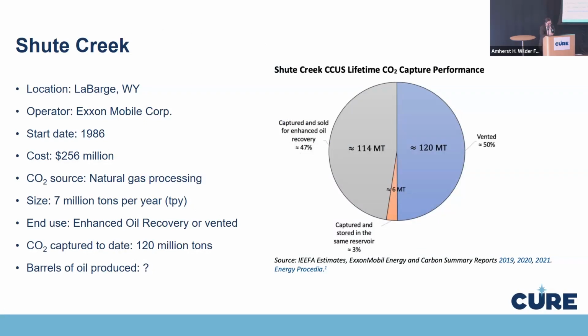The CO2 source for Shute Creek is natural gas processing. And initially it was able to capture about 4.3 million tons per year. But then with the 2010 upgrade, it's now up to 7 million tons per year.